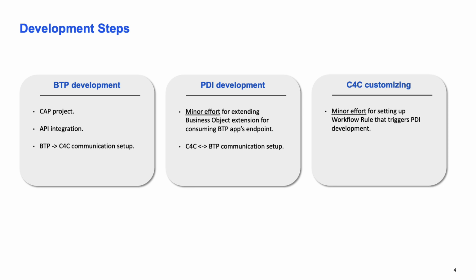The second activity will consist of creating a PDI solution and enhancing the service request business object in order to call the BTP endpoint of our newly created app. In order to be able to achieve that, we will need to set up all the communication between C4C and BTP back and forth. And last but not least, we will also need to create the C4C customizing, which will consist of creating a workflow rule that triggers the PDI development.